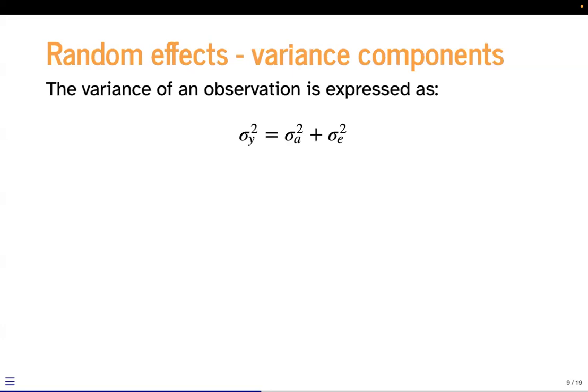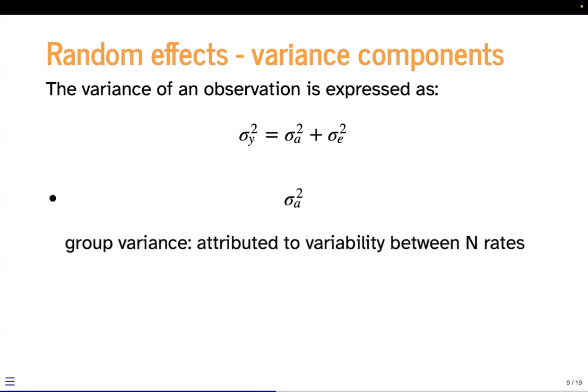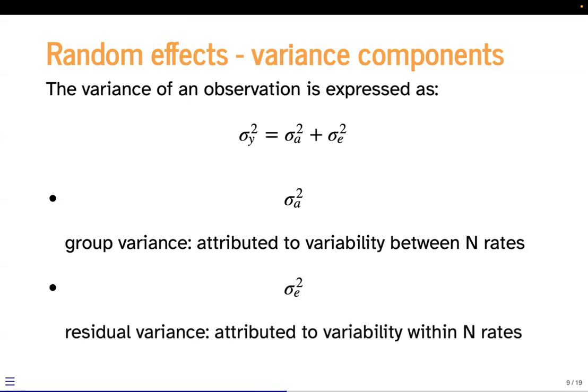And then if we're using a random effect model, as we just said, any observation that you pull, the variability around that observation can be explained by two sources of variation. One of them is at the level of the factor that you included as random, in the previous example nitrogen rate, and then the variability associated with the residual error, which comes from the residual component of the model. So sigma squared A in this case would be the group variance attributed to variability between nitrogen rates in that example. And sigma squared E is the residual variance attributed to variability within nitrogen rates.